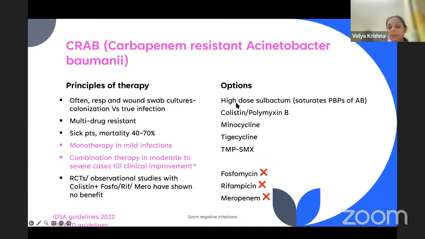So the options that you have for Acinetobacter are only this: colistin or polymyxin B, sulbactam by itself, which again is available in India. But somehow I couldn't get a pediatric specific dosing for this. Okay. So minocycline, tigecycline, and Cotrim. So I think most of the times we are comfortable using colistin. We have used tigecycline. So in milder infections, you can use Cotrim if it is sensitive. Okay, so these are the options for Acinetobacter.